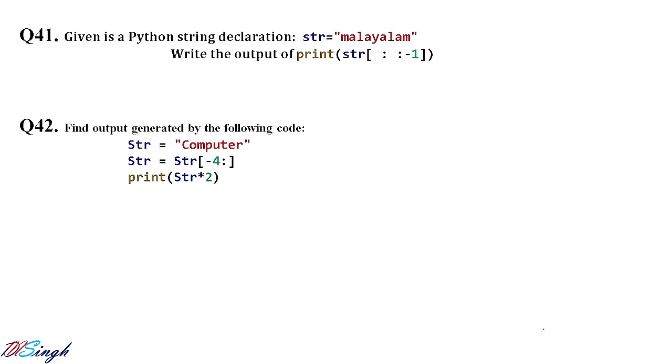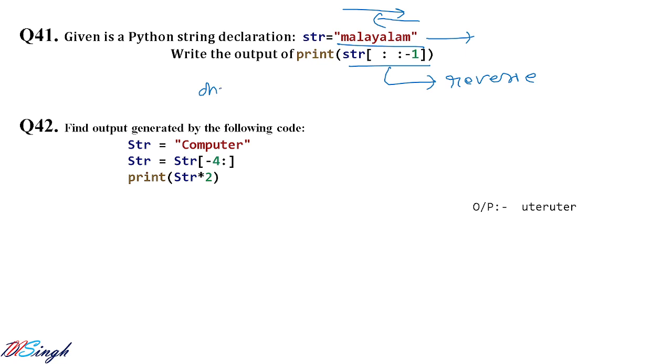Question number 41. Inside it, this is a standard code for printing a string in reverse order. The fantastic thing is that it is a palindrome string. If you read it from left to right and right to left, it is going to be the same. Malayalam, like Kanak, Jalaj, these types of strings are called palindrome strings.